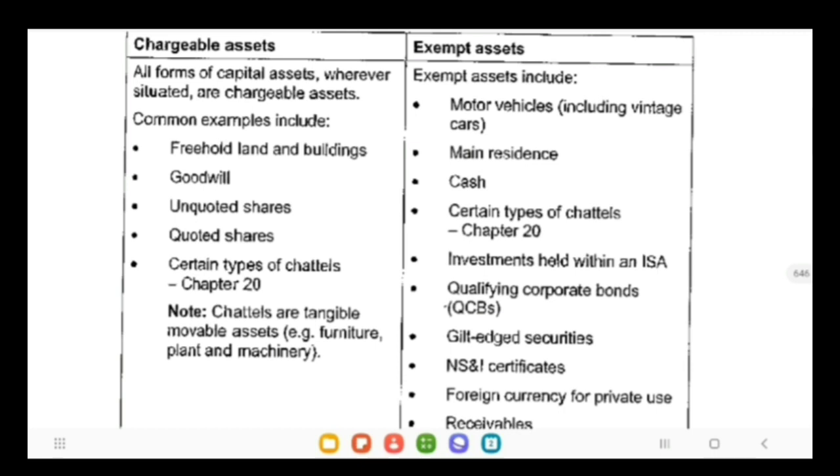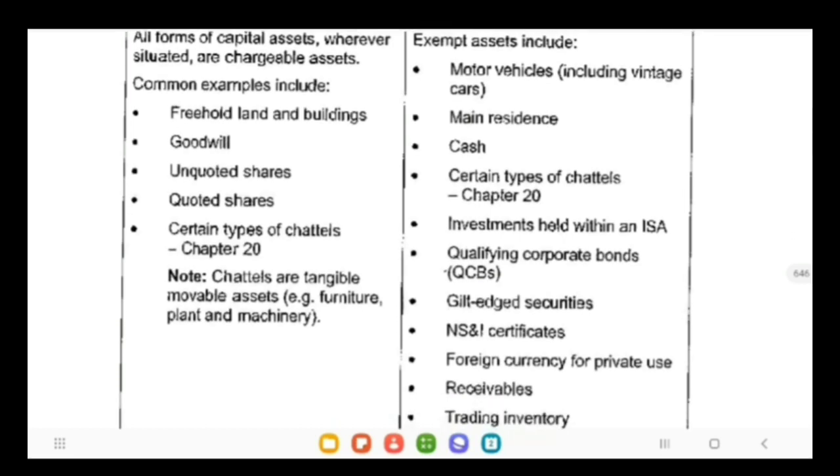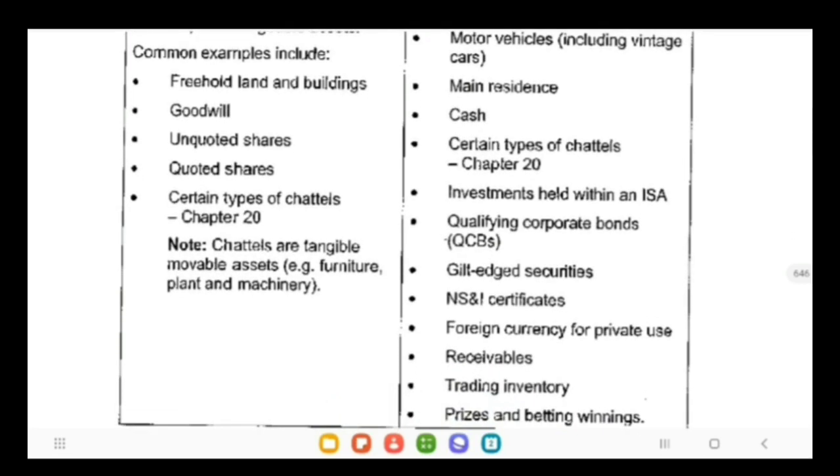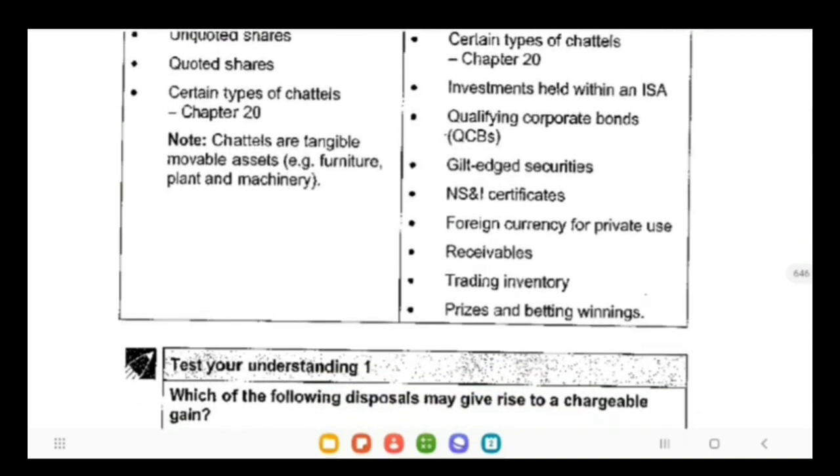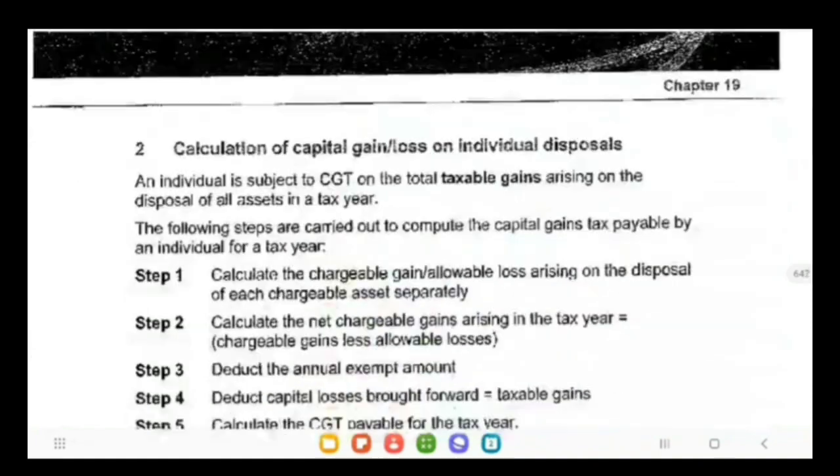Exempt assets include motor vehicles, main residence, cash, investments within an ISA (individual savings account), qualifying corporate bonds, gilt-edged securities, NS&I certificates, foreign currency for private use, receivables, trade inventory, and prize and betting winnings.